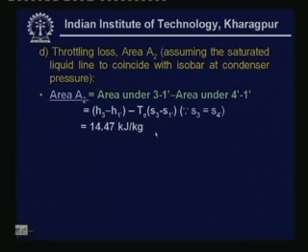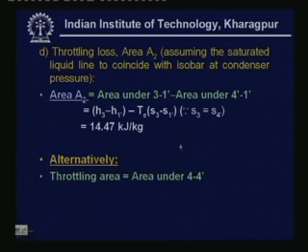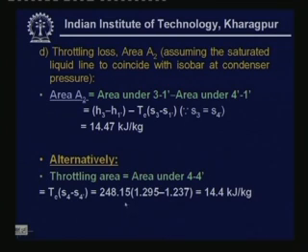Since we know all these values, you substitute these values, and you find that the throttling area is 14.47 kilojoule per kg. If you are finding the actual throttling area without making this assumption, then that is given by area under 4 to 4 dash, which is equal to TE into S4 minus S4 dash, and this works out to be 14.4 kilojoule per kg. You can see that the assumption that the isobar coincides with the saturated liquid line is reasonably good, because these two values are perfectly matching.